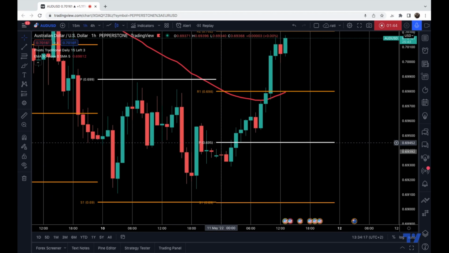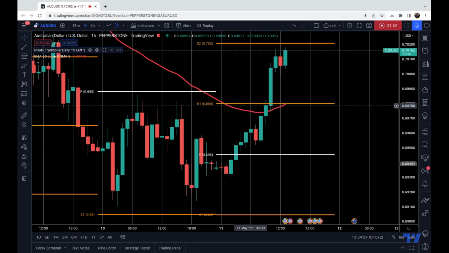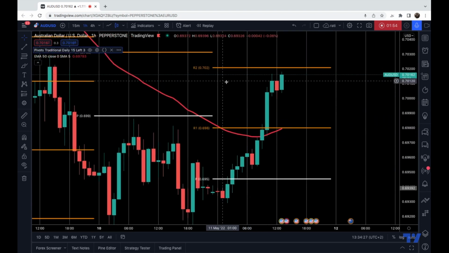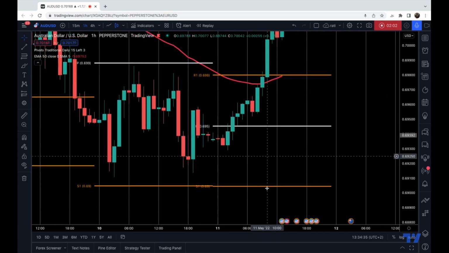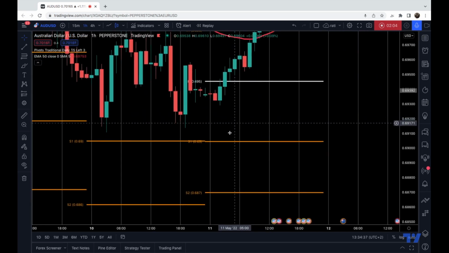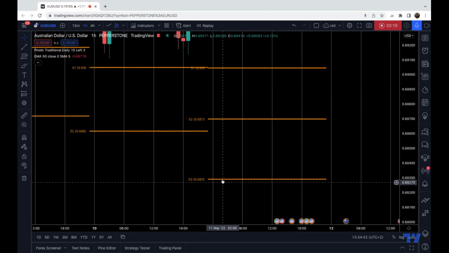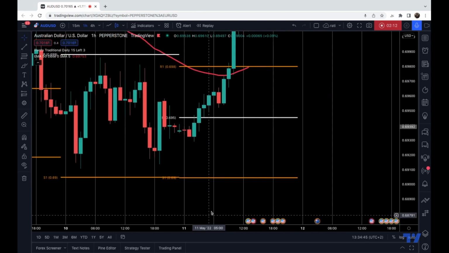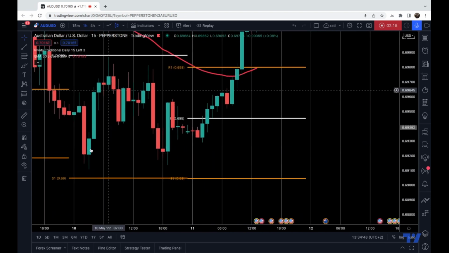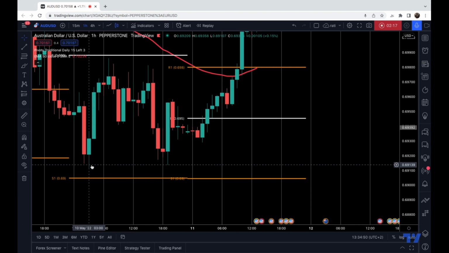What it then does is take those figures and give you a range in regards to where you can find your resistance 1, your resistance 2, your resistance 3. As we can see right here on AUD USD, price is slowly approaching R2. It's also the same for your support levels. We can see here it's given us a calculation for S1, S2, and right at the bottom here, also S3. All of these calculations are based on the high of yesterday and the low of yesterday, and it calculates those ranges based on your pivot points.